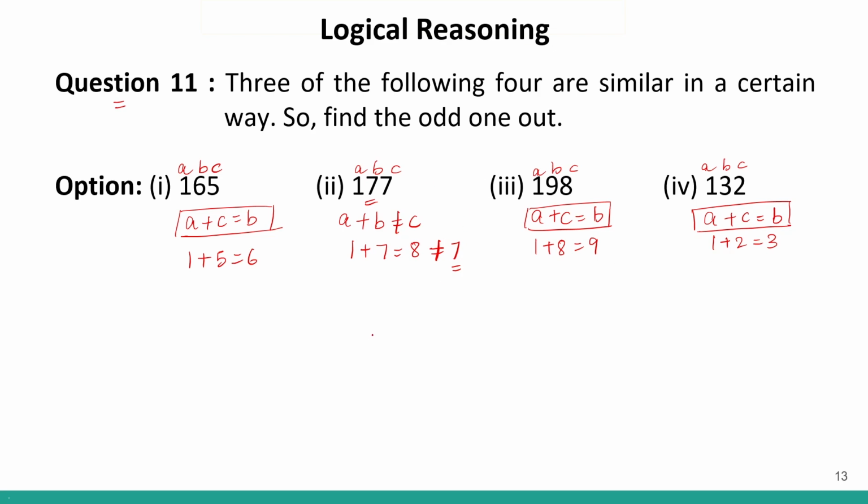Correct? So in option number 2, we have a different logic, which is not similar to 1, 3 and 4. In option number 2, the logic is that A into C is giving me B. So 1 into 7 is giving me 7. This is a different logic. In the others, we were using the logic of addition. Correct? So option number 2 is different. Therefore, it is the odd one out. Okay?